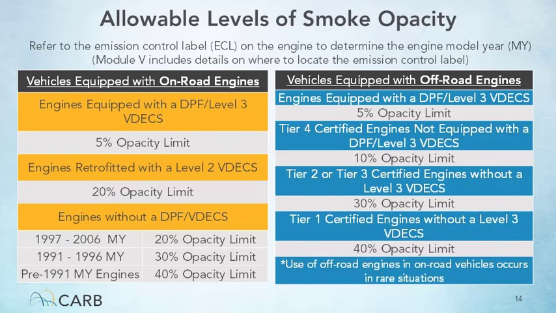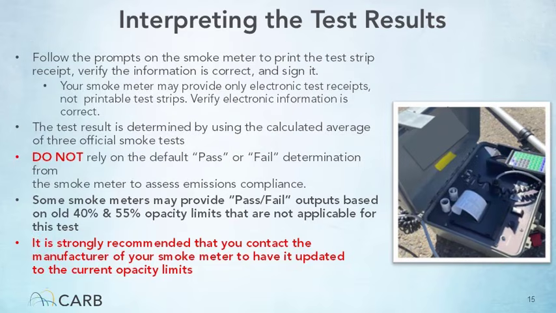The table on the right shows the allowable smoke opacity levels for vehicles equipped with off-road engines based on their emissions control systems. Legal use of off-road engines in on-road vehicles is a rare occurrence. After successfully completing the Clean Truck Check smoke opacity test, you should verify the test results and sign the document. To do that, follow the prompts on the smoke meter to print the test strip receipt to review and sign. If your smoke meter only provides electronic test receipts, verify the electronic information is correct.